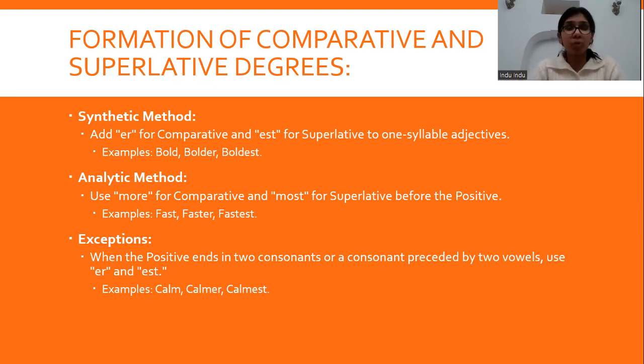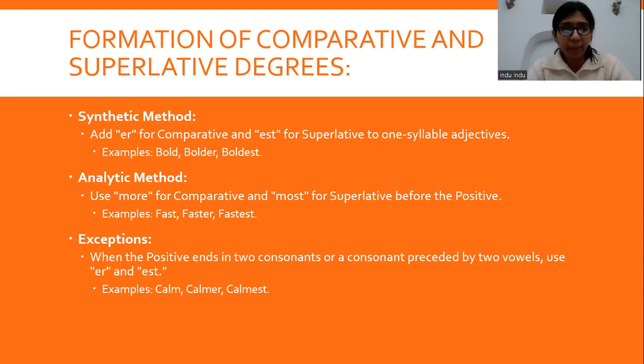The analytic method uses more for the comparative and most for the superlative before the positive, right? Fast, faster, fastest is an example of the synthetic method. And an example of the analytic method is beautiful, more beautiful, most beautiful, right? So it uses more. Beautiful, more beautiful, most beautiful.